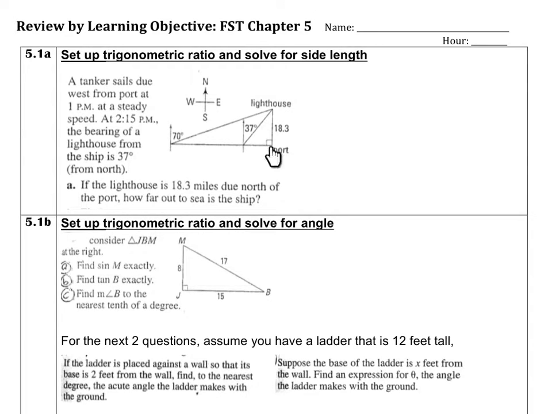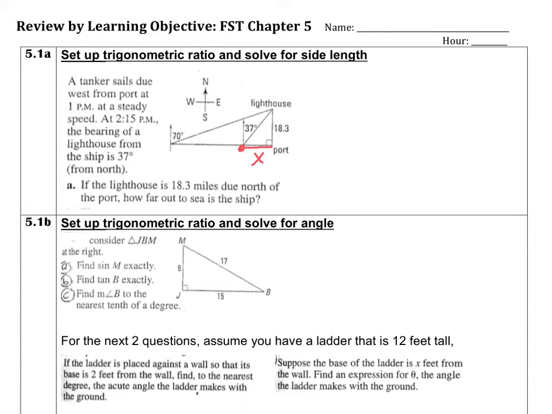So they've actually traveled from here to this point. And the lighthouse found the bearing with the ship, which is right here. The question in part A is this. If the lighthouse is 18.3 miles due north of the port, so it's right here, how far out is the ship at sea? Well, from what they said, the ship is going to be right here at this point. So what they want us to find is this length right here.